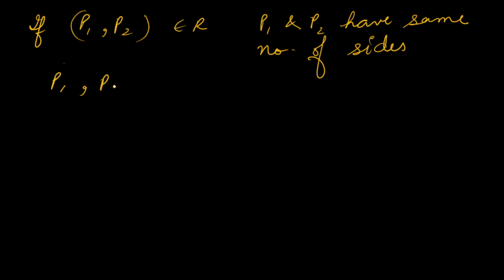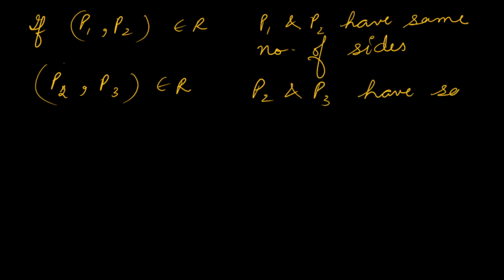Now (P1, P2) belongs to R. Suppose (P2, P3) also belongs to R. So what does it mean? It means P2 and P3 have the same number of sides, because this will satisfy the given relation. The relation says if this type of ordered pair belongs to R, then the two polygons have the same number of sides. So from here we can conclude that P1 and P2 have the same number of sides, and even P2 and P3 have the same number of sides.